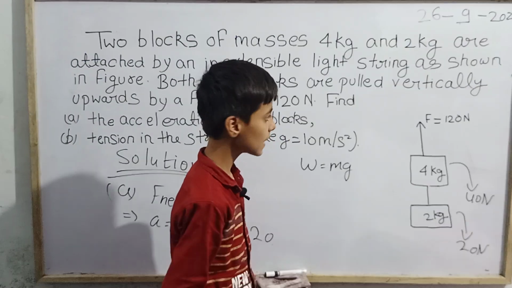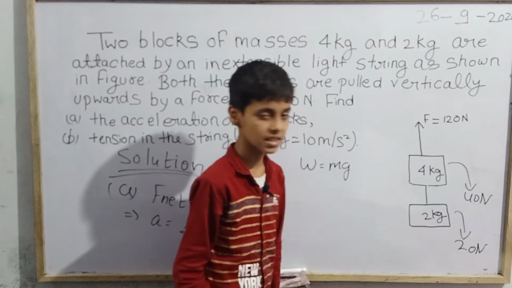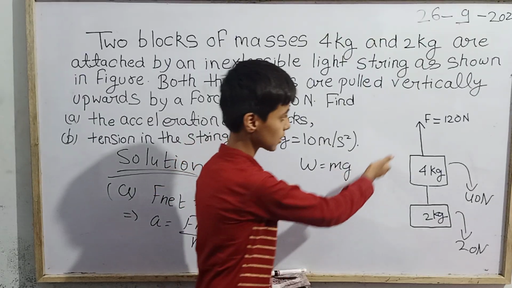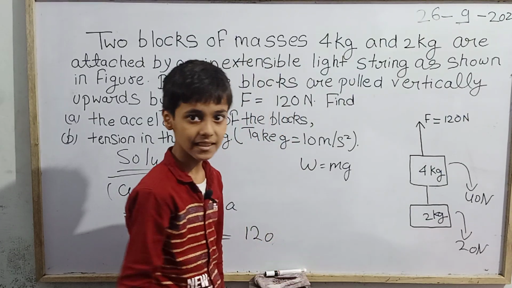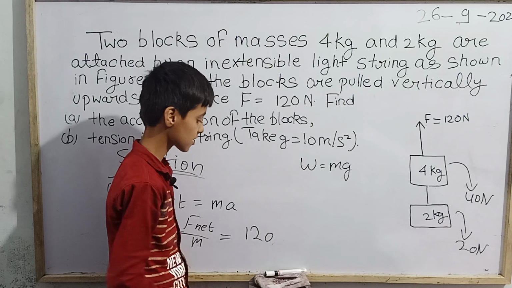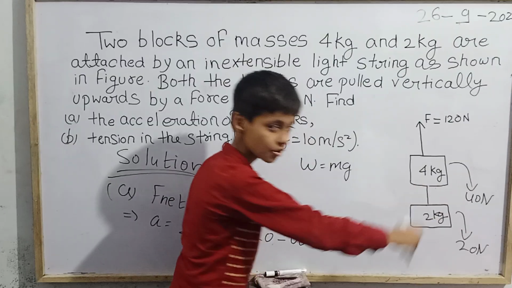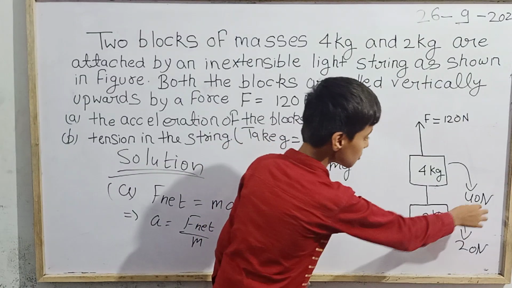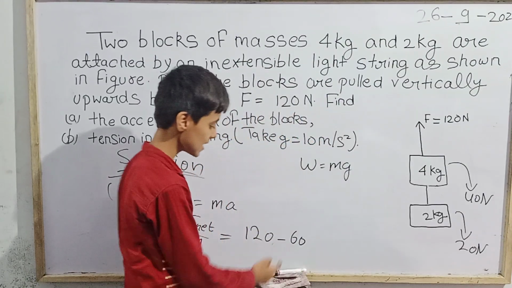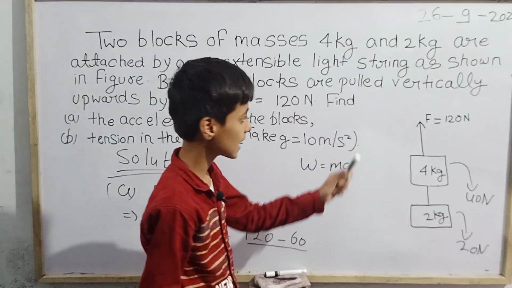Now we have to calculate their net force. The angle between 120 and 60 newtons will be 180 degrees, because this is up and this is down. So we will have to subtract: 120 minus 60. Why 60? Because at the angle of 0 degrees they will be added, so 40 plus 20 is 60. 120 minus 60, divided by the total mass of the entire system.